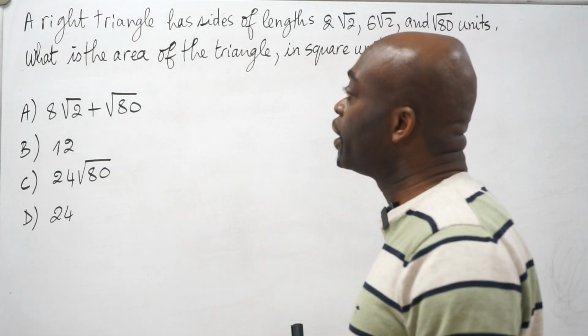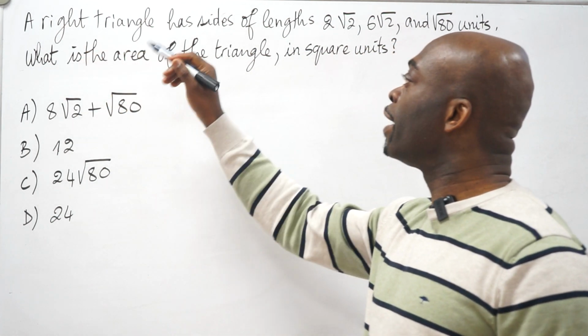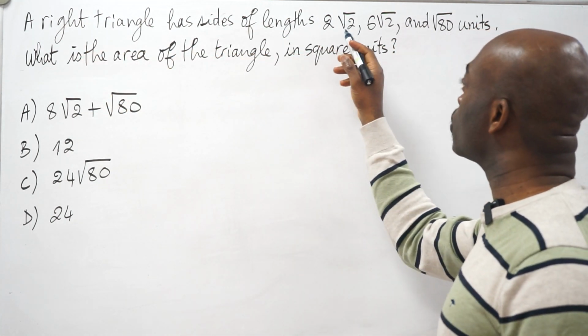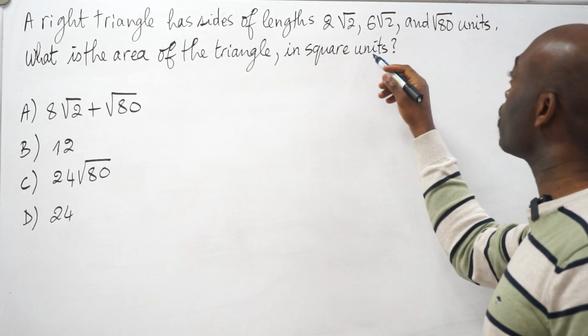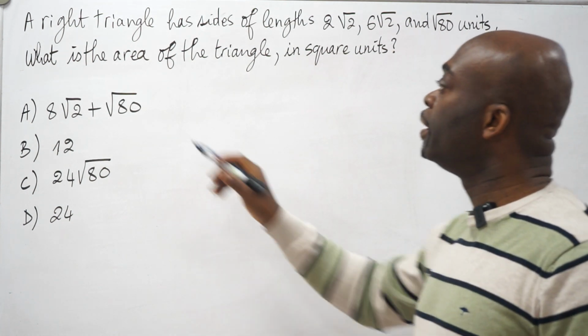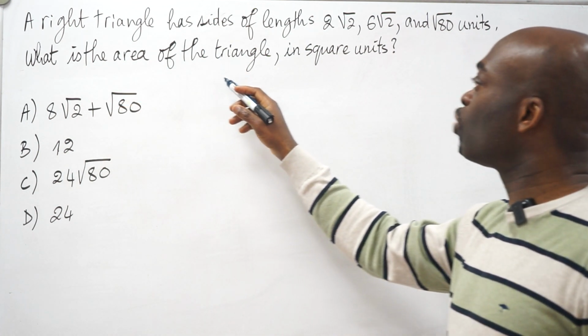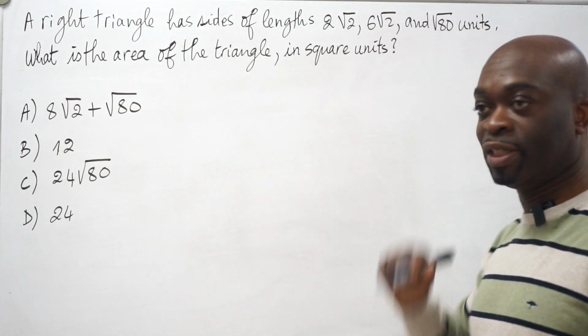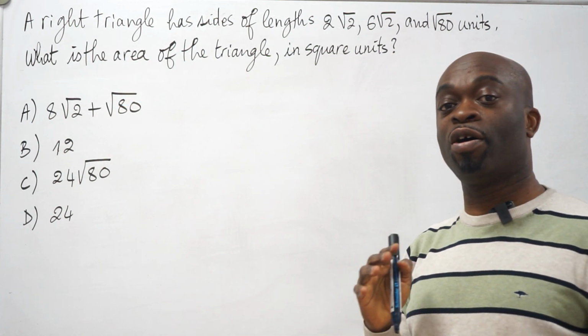Guys, we have this question here to solve. A right triangle has sides of length 2 square root of 2, 6 square root of 2, and square root of 80 units. All right? What is the area of the triangle in square units? So we want to find the area of the triangle.